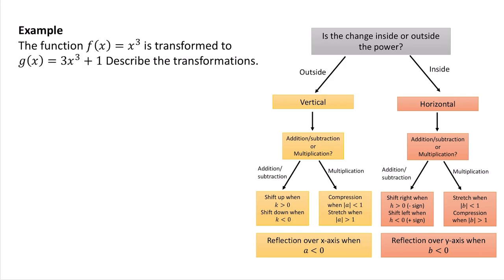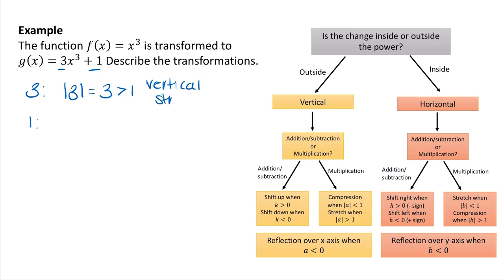Let's describe the transformations. Notice that we have two new values added into our equation. We have this 3, and we also have this 1. The 3 is on the outside, so that's going to be a vertical transformation. It's multiplying x cubed, so we're going to need to decide whether it's a compression or a stretch. The absolute value of 3 is equal to 3, and that is in fact greater than 1, so that is going to be a vertical stretch.